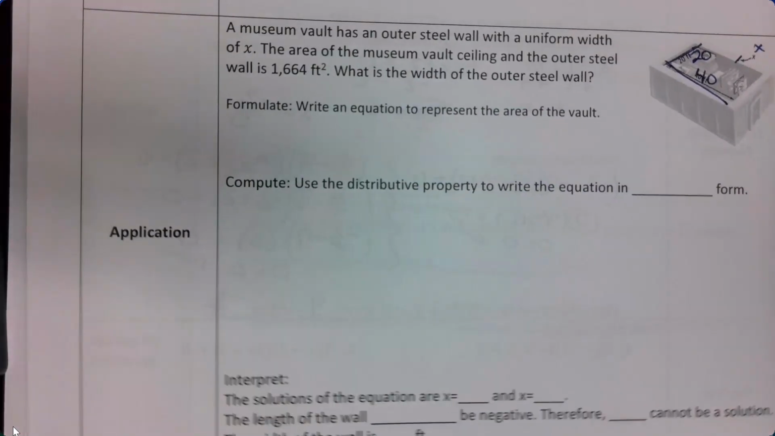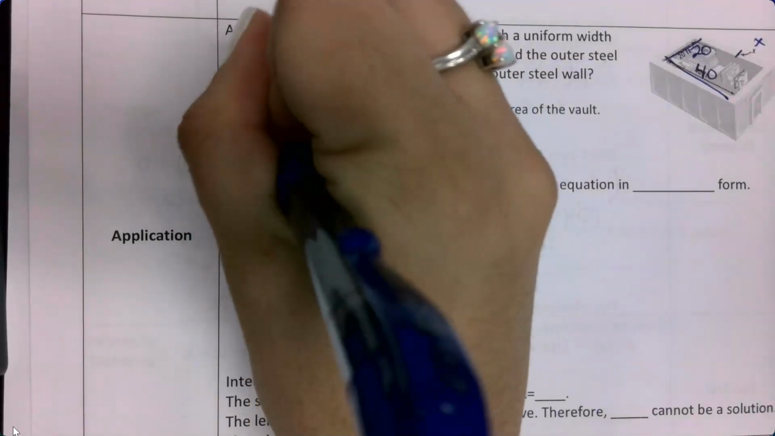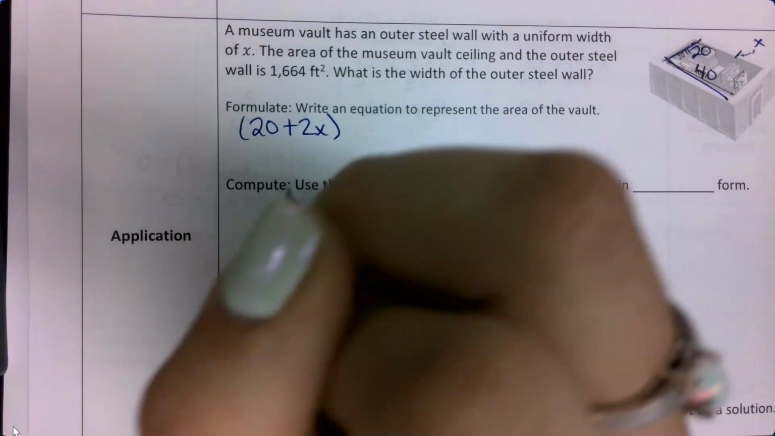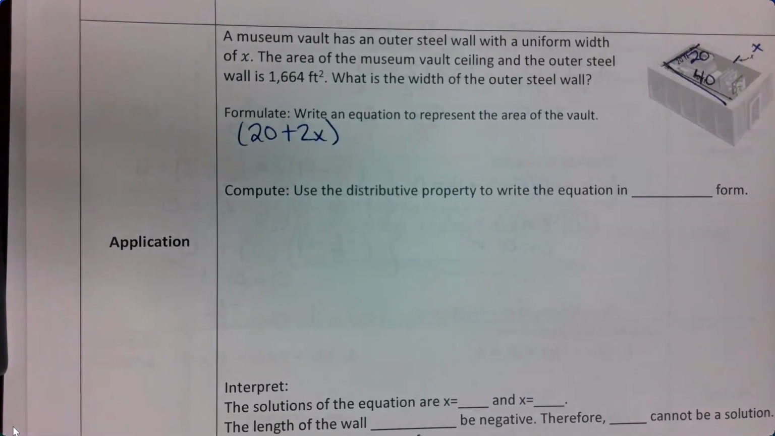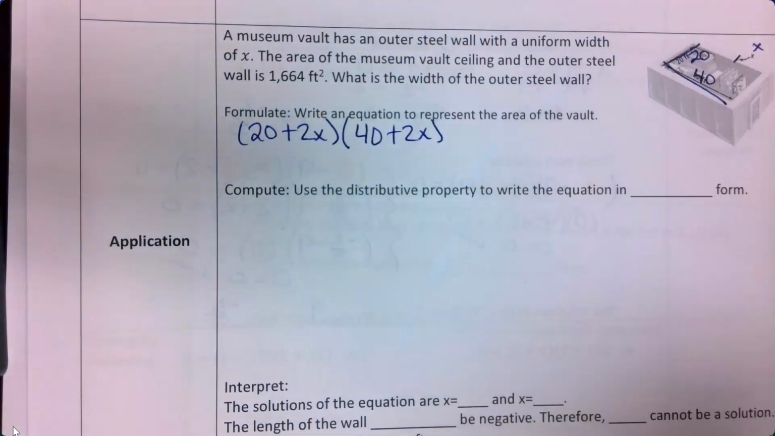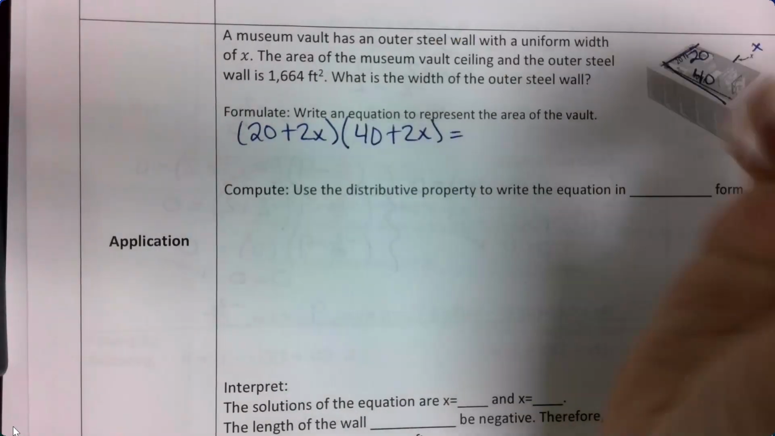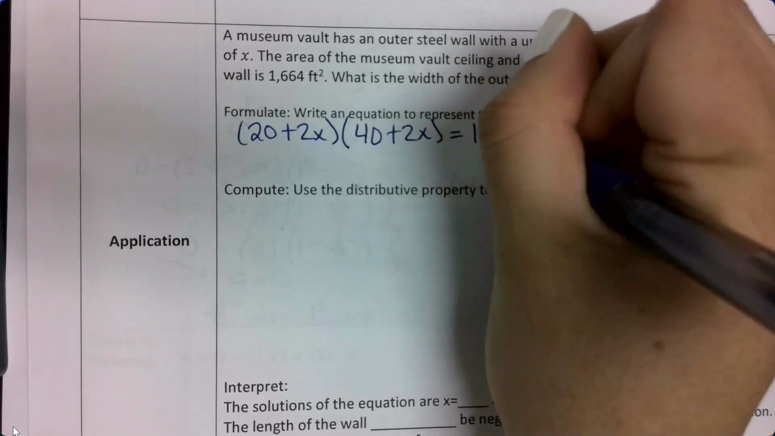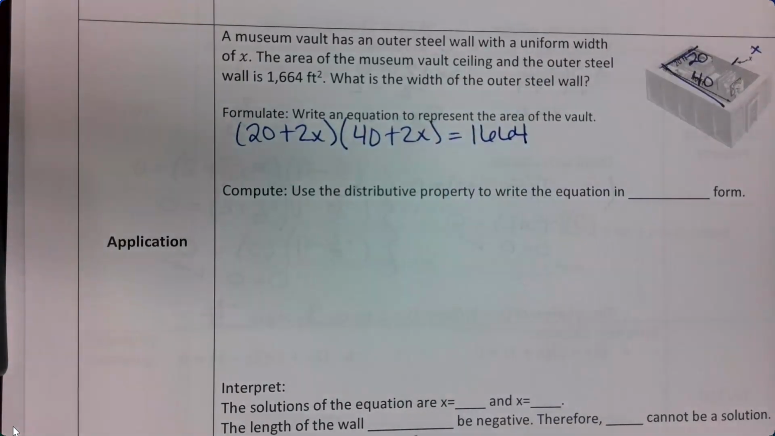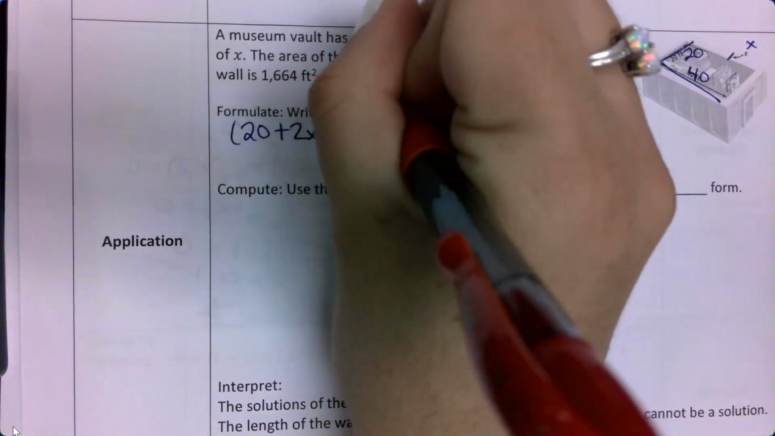So in order to make the entire width, it's going to be 20 plus 2x, because I have two steel walls, one on each side. And then my other one is going to be 40 plus 2x. Same thing for my length, I have two steel walls, one on each end. And then I know when I multiply these two values together, it's going to give me 1,664. Just in case we forgot, it's length times width equals area.